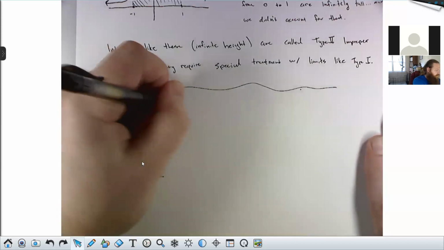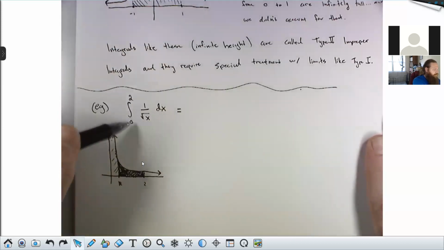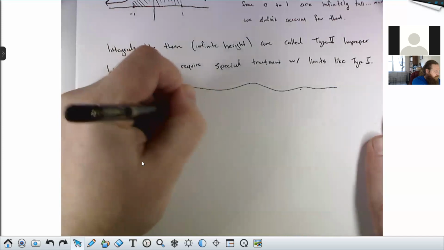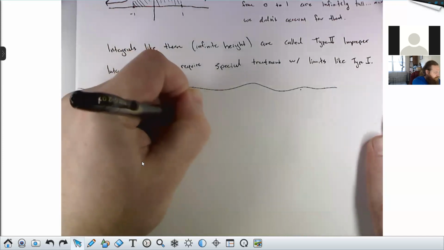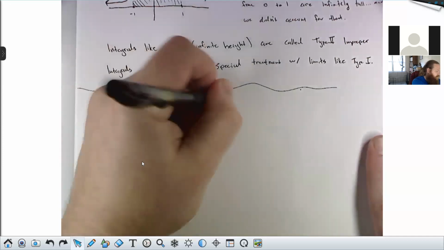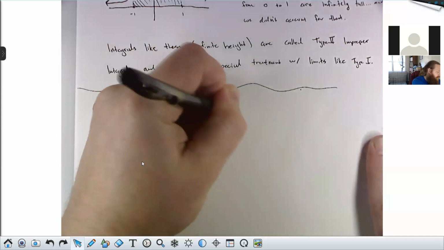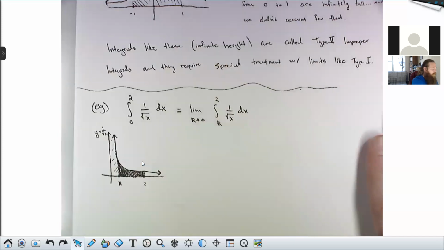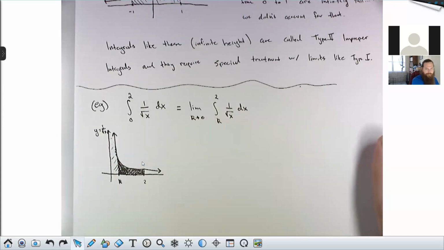So the way you handle a type 2 improper integral, if the problem is one of your bounds, like here, the problem spot is the lower bound, 0, you write this as lim r to 0, integral r to 2, 1 over the square root of x dx. There's one small catch here.